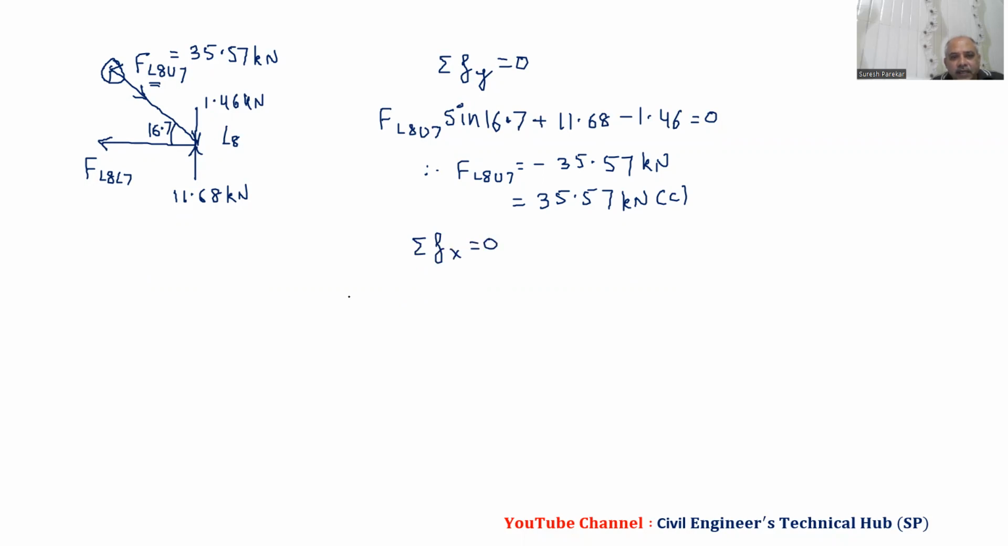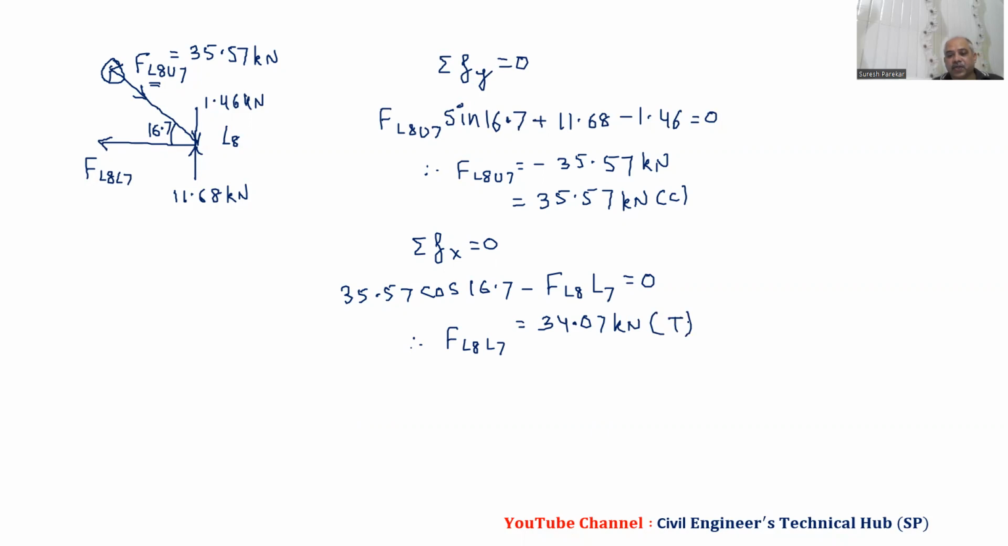And then we will get 35.57 cos of 16.7 minus FL8L7, which is equal to 0. And we will get FL8L7 equal to 34.07 kilonewton, and this is tensile as the value is positive.